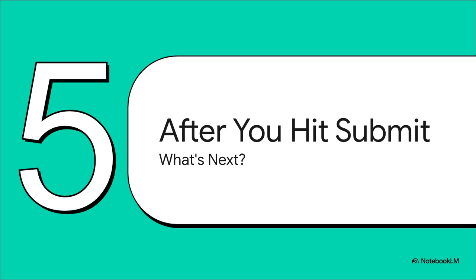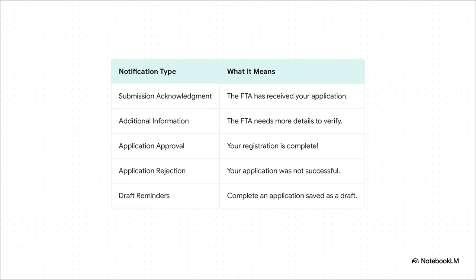What happens now? Let's take a quick look at the post-submission process so you know exactly what to expect and you're not left wondering. You can expect a few different kinds of emails from the FTA. You'll get one right away just acknowledging they received it. You might get a request for more info. But the ones you're really waiting for are application approval or, in some cases, application rejection. This table pretty much breaks down what each of those notifications means.